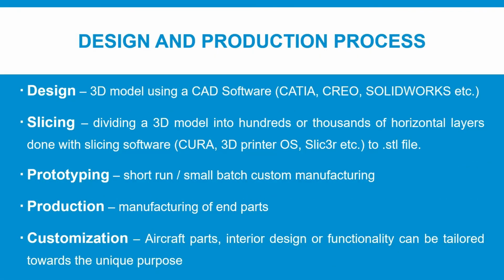Now I hope you are clear about what 3D printing is. Here are the steps to print a 3D object. Design and production process. First, design an imaginary 3D model using a CAD software such as CATIA, Creo, Inventor, SolidWorks, etc. Second, slice the created 3D model into hundreds and thousands of horizontal layers using a slicing software such as Cura, 3D Printer OS, Slicer, Octoprint, Astroprint, etc. and save it to a .stl file.